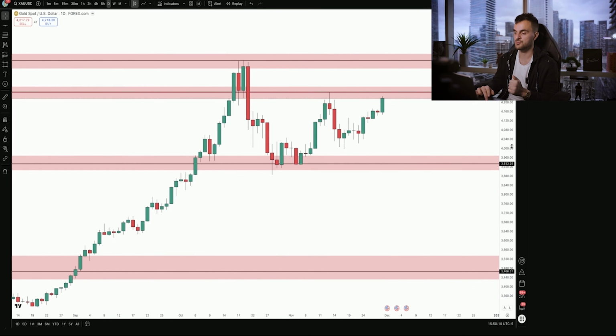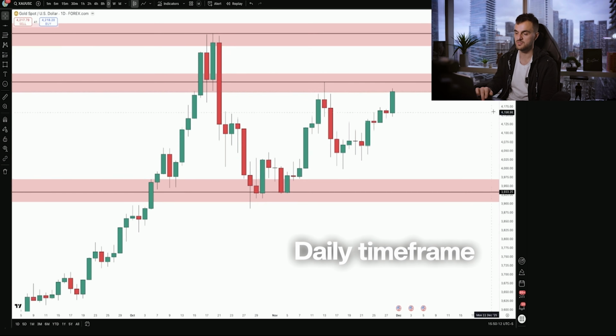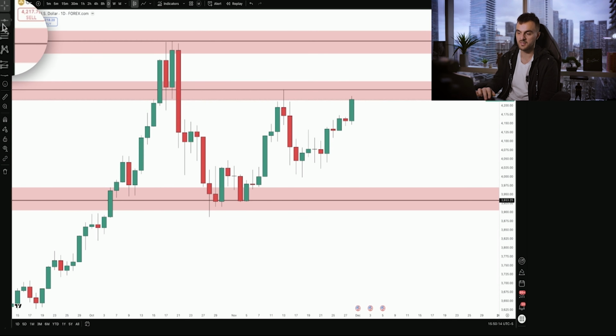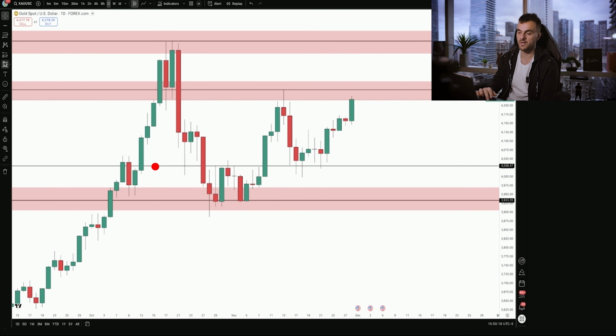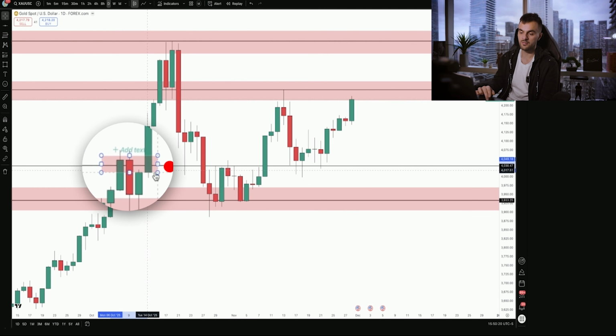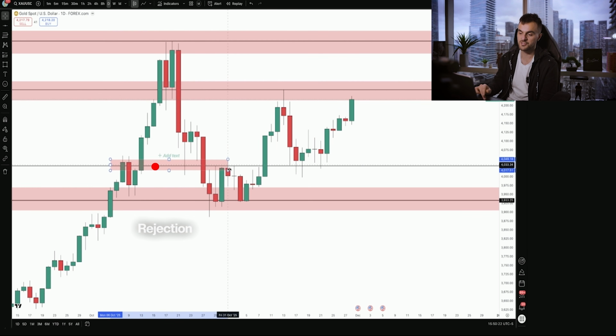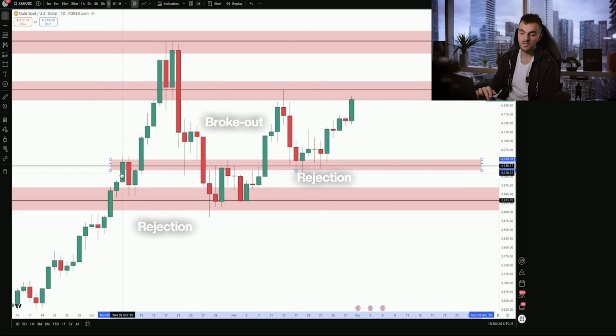Notice how some of the levels that I drew on the weekly time frame are kind of even matching up with some of the levels that I drew here on the daily time frame. So where are some daily key levels that I can see here on gold? And this is without using the whole numbers strategy. I could see a key level here where price made rejection, rejection, broke out, rejection. So another key level was already formed there.